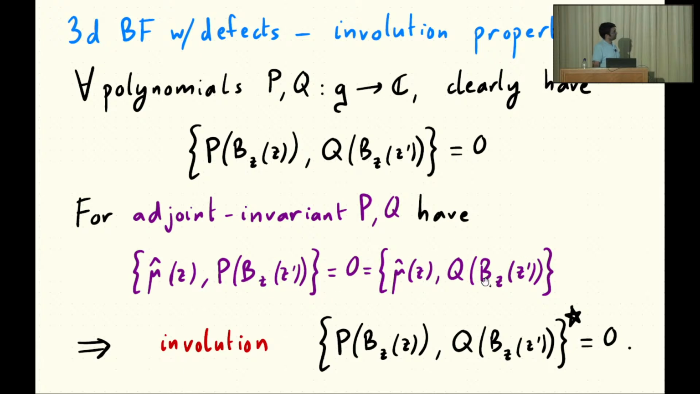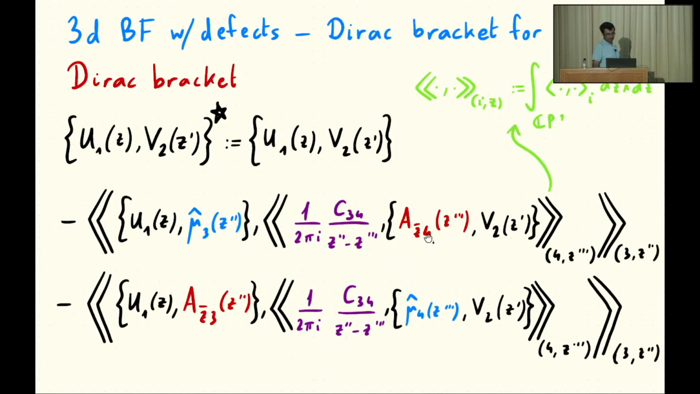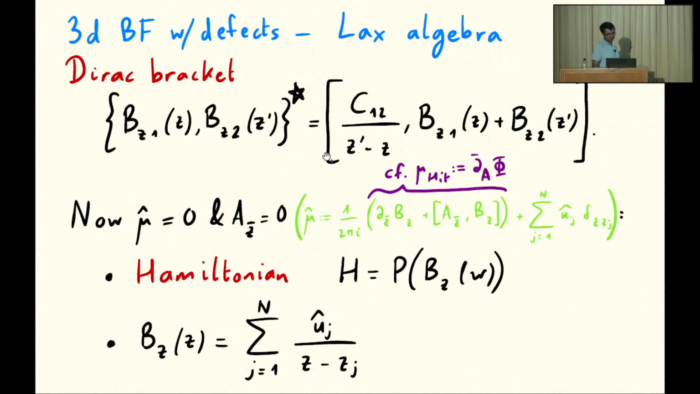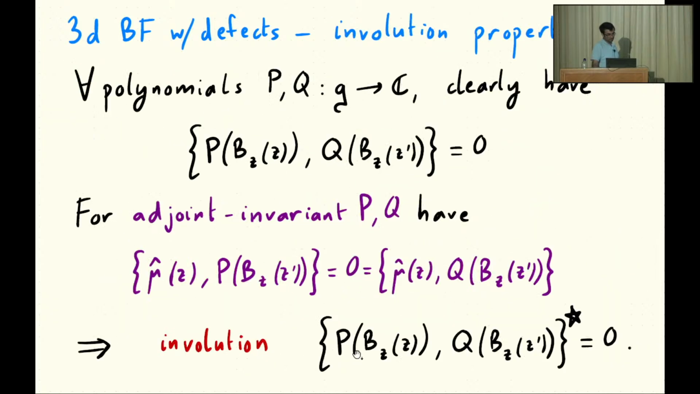It's also true for Q, but what that means is that in this formula for the Dirac bracket, this term is 0 and this term is 0, and that one is 0 because of this fact. So you basically get for free that the Dirac bracket of these two polynomials is 0. So this is the involution property just derived within this Hamiltonian construction. Okay.